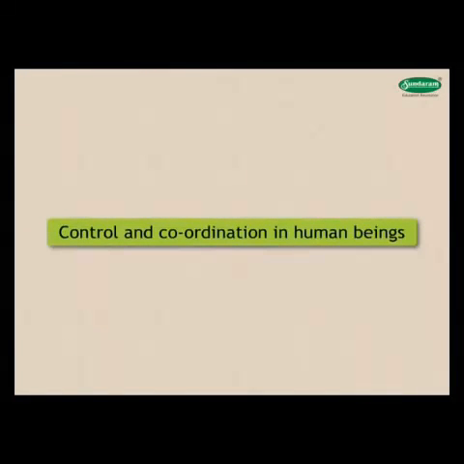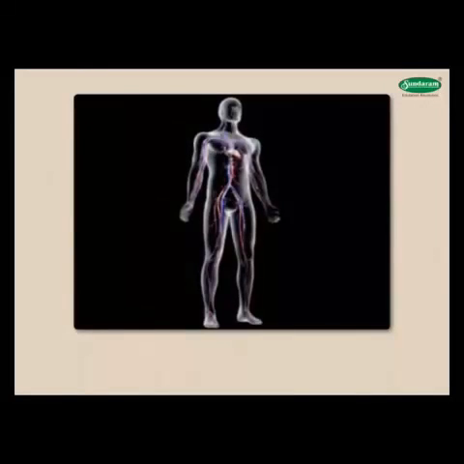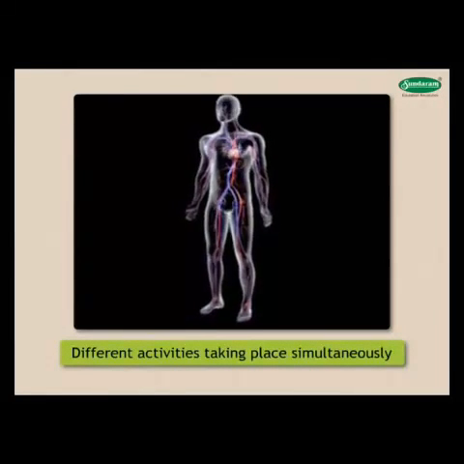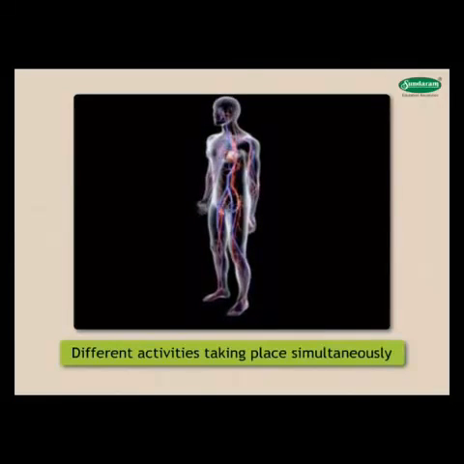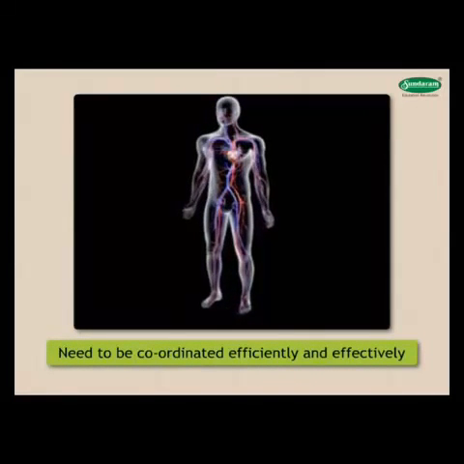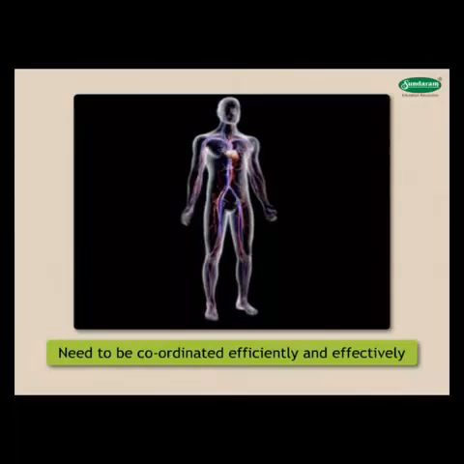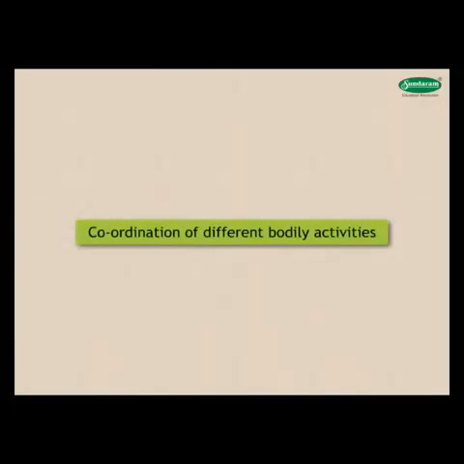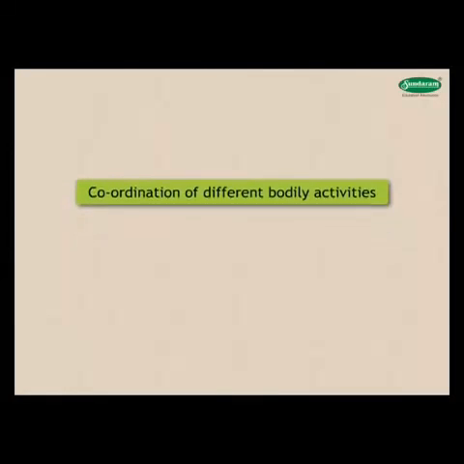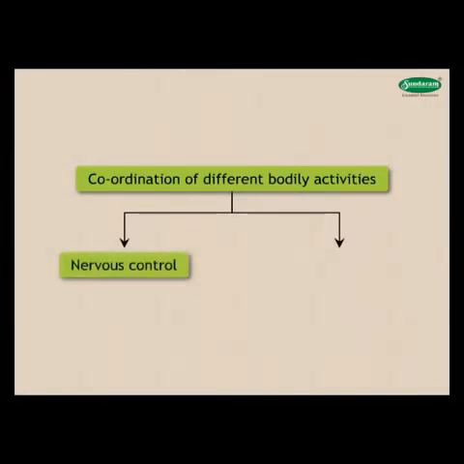Let us see how control and coordination takes place in human beings. In human beings, different activities are taking place simultaneously. They need to be coordinated efficiently and effectively. The coordination of different bodily activities is controlled by two mechanisms, namely nervous control and chemical control.